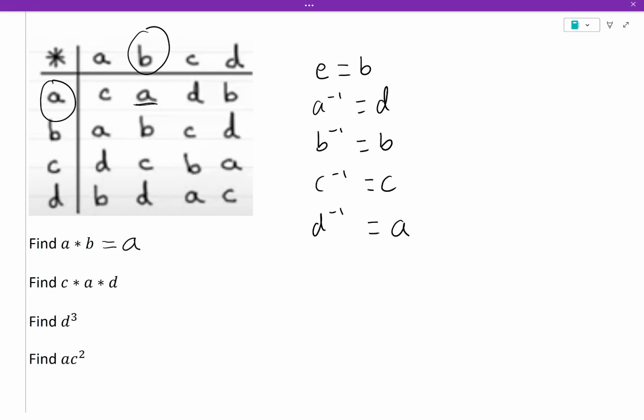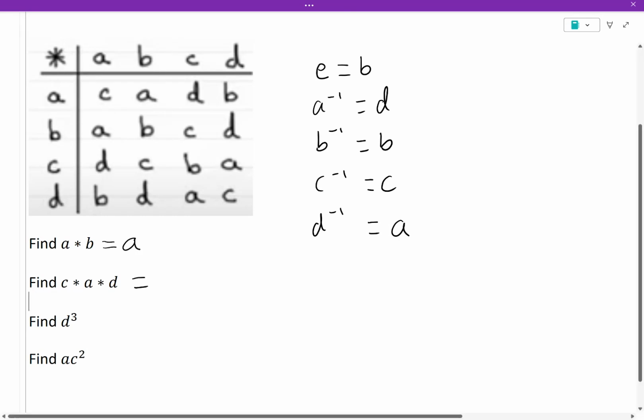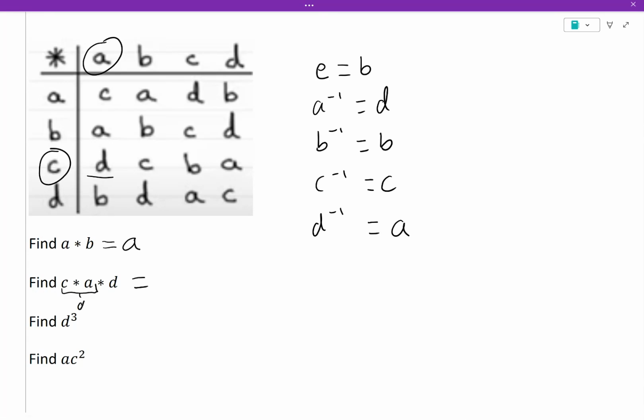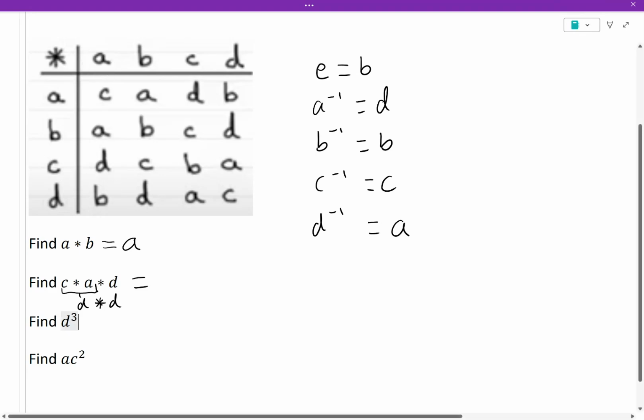Just like that. Now next on we've got C combined with A combined with D. So work from the left. C combined with A, so C, A would give me D. So this here is D. So we get D combined with D. So my next step is to go D and D, which gives me C. So that will be my final output.